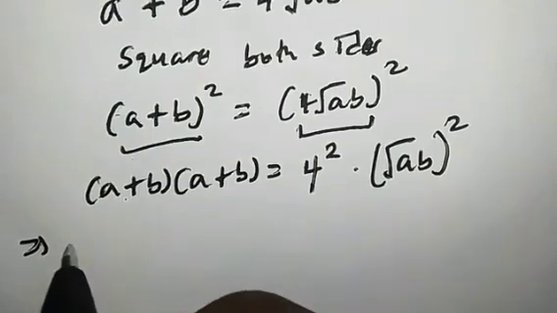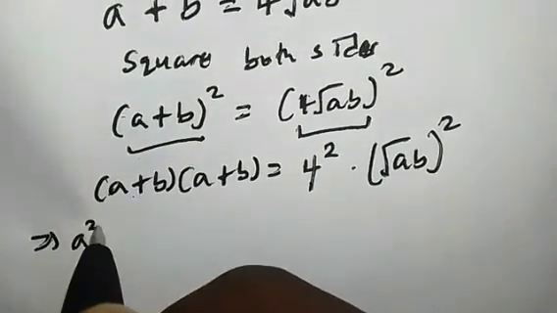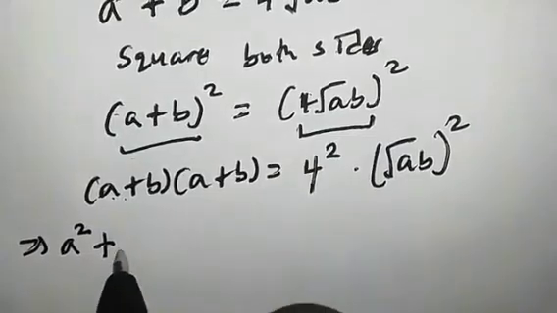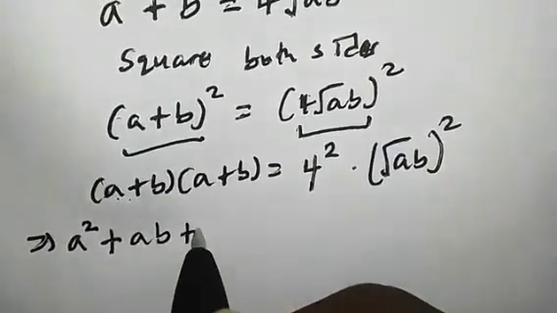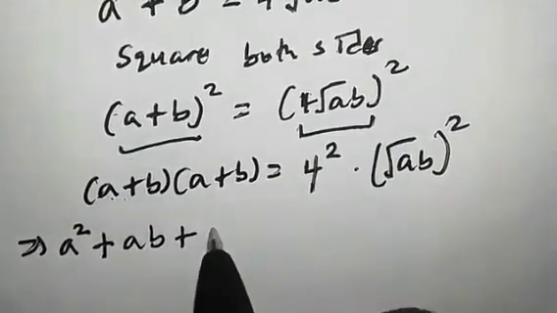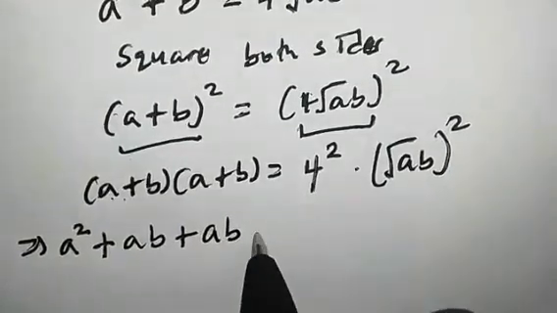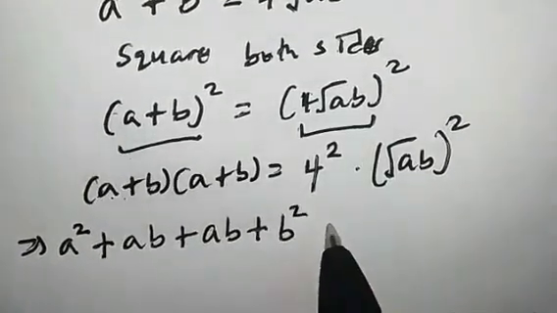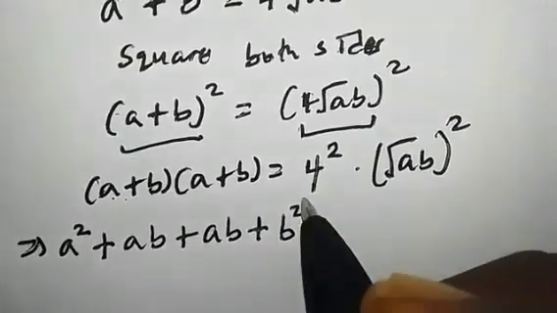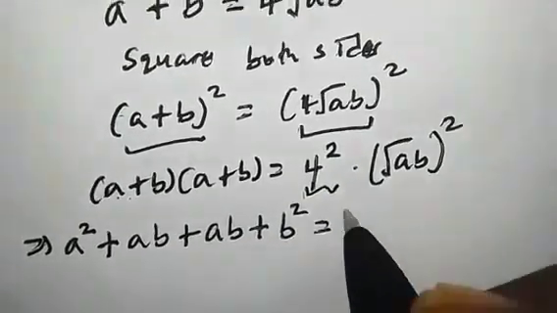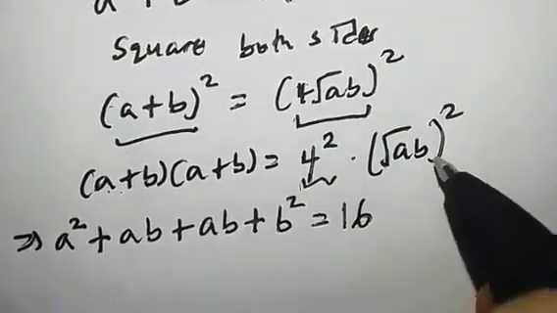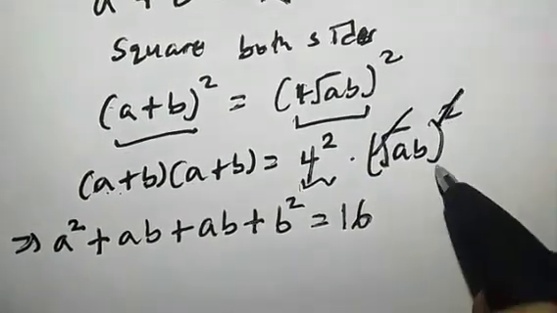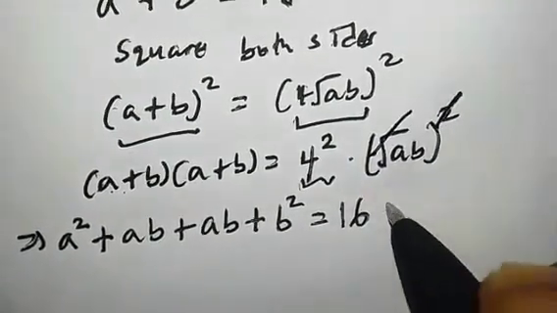a times a, a square, plus a times b, ab, plus b times a, that is also ab, plus b times b, b square, equal to, what is 4 square? 4 times 4, 16. Now, this particular square root takes care of this power. We are left with what? ab.